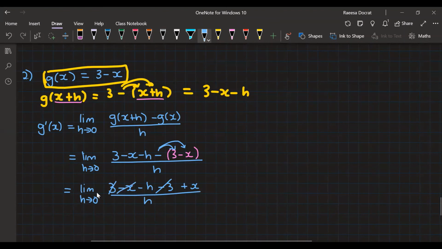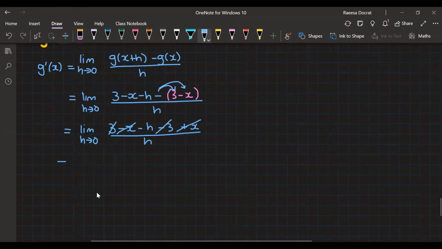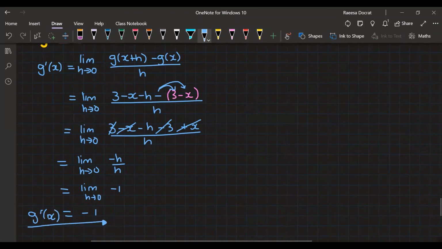The x cancels out with the negative x, and we're left with minus h over h, which simplifies to minus 1. That is then just minus 1 when we let h tend to 0, because there's no longer an h in the term. So the derivative is minus 1.